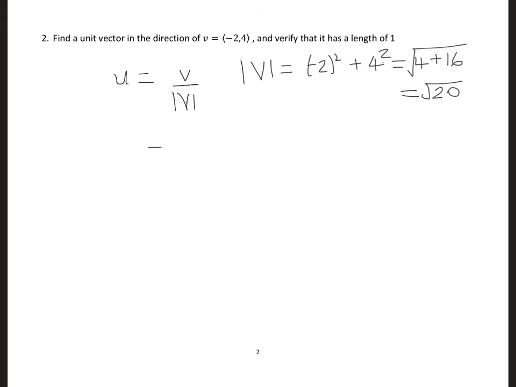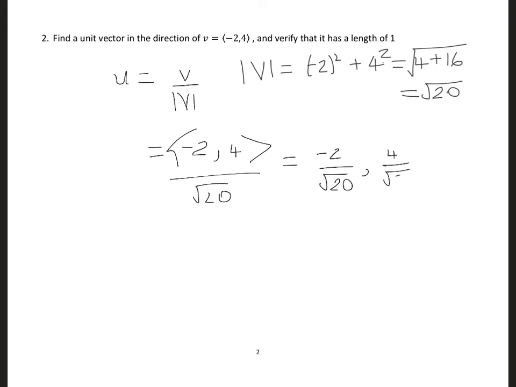Now I just need to find the unit vector, which is going to be negative 2, 4, and I'm going to divide this by the square root of 20, which is equal to negative 2 over the square root of 20 and 4 over the square root of 20. And remember, this could be rationalized. I just didn't rationalize.